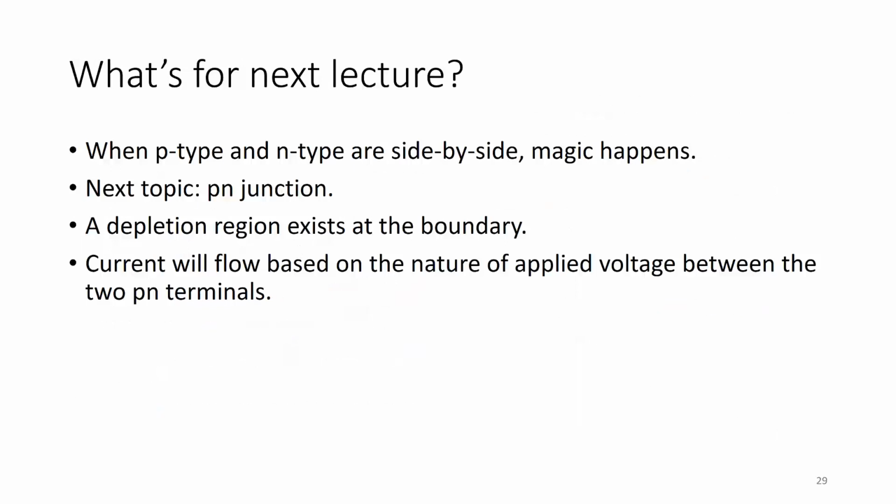So what's for the next lecture? When p-type and n-type are side by side, magic happens. The next topic is the p-n junction. When p and n are side by side, there is a depletion region that exists at the boundary, and current will flow based on the nature of the applied voltage between the two p-n terminals.